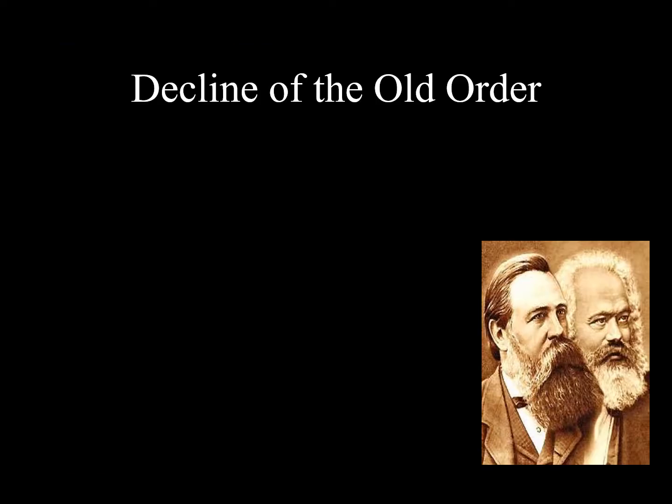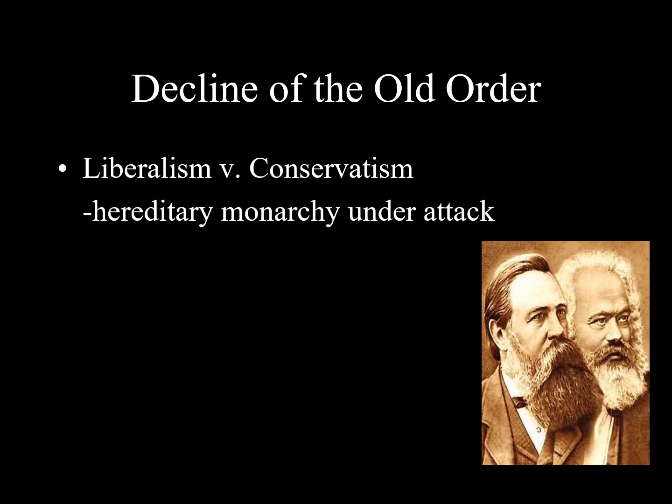Now we will look at the political changes in what we call the decline of the old order. When we refer to the old order, we are referring to hereditary monarchies, which is what most European governments still were. Those that supported the monarchy were considered conservatives and were mostly the aristocracy and upper middle class. And those that wanted more of a voice in their government were considered liberal and made up of the middle and lower classes.